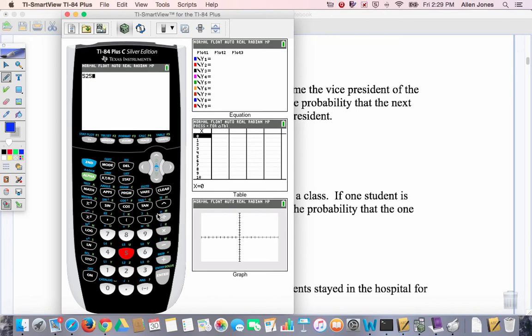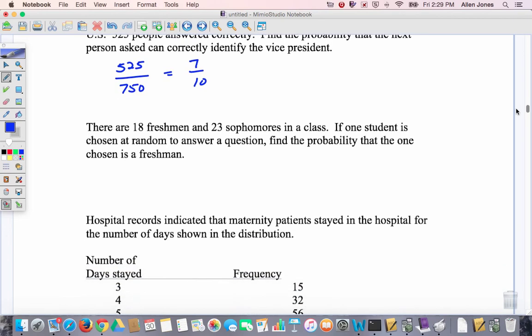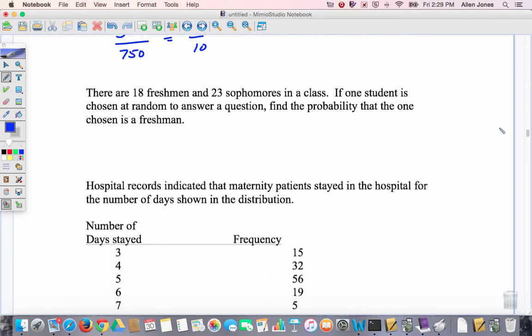Just as a quick side note here, if we don't know how to use the fraction function on our calculator, I had 525 divided by 750. If I want to make that as simple a fraction as possible, I go to Math. Right there at number 1 is a fraction. I can hit enter, and you can see that gives me a fraction of 7/10. So if we don't know how to simplify a fraction, using that graphing calculator might help us out a little bit there.